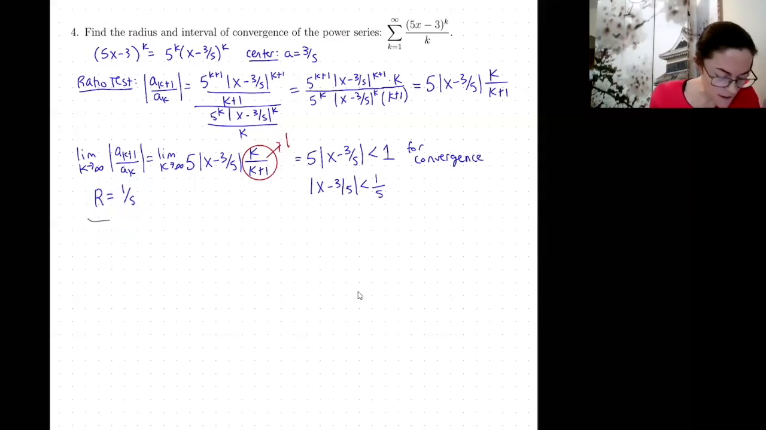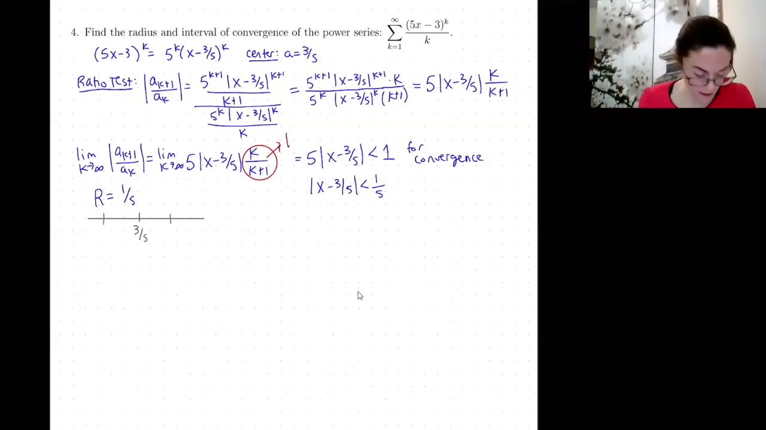I've seen a lot of students don't show any work for testing the endpoints, and then you lose a lot of the points of the problem because, well, what do I have? Here's my number line. This was part of the initial step. My center is 3/5. Now I move in each direction by 1/5. This will be 4/5. This will be 2/5. Okay, and then, well, I can do this again. Okay, so far I have no idea about the endpoints. It's guaranteed to converge on this open interval. What's left is to test the endpoints.